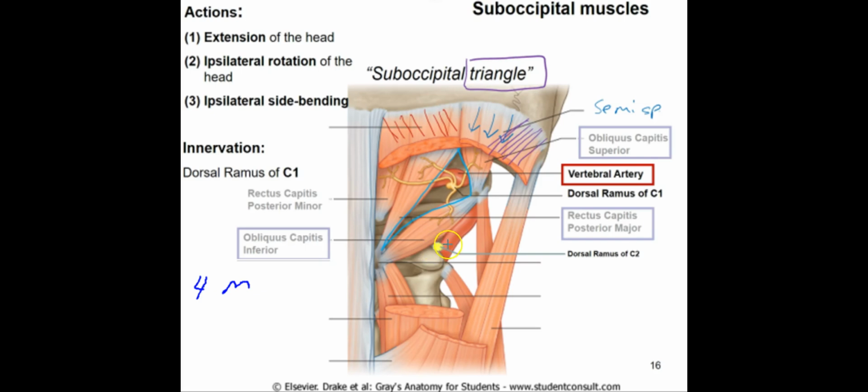And here is a very important nerve, the dorsal ramus of C2, also known as the greater occipital nerve. And that is coming out from underneath the most inferior component of the triangle. Okay, so it's coming out from underneath this muscle. It's not coming out from within the triangle, but from underneath the triangle. That's very helpful when we get into identifying the greater occipital nerve in lab.